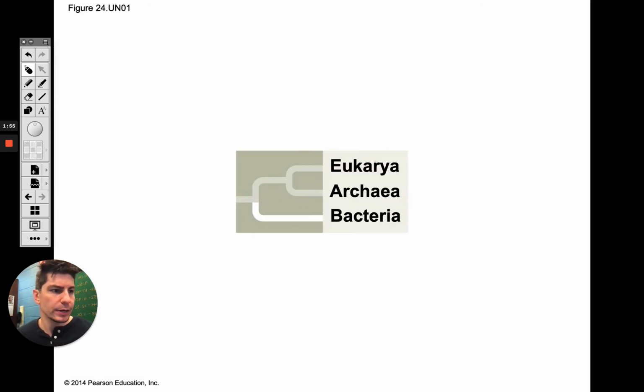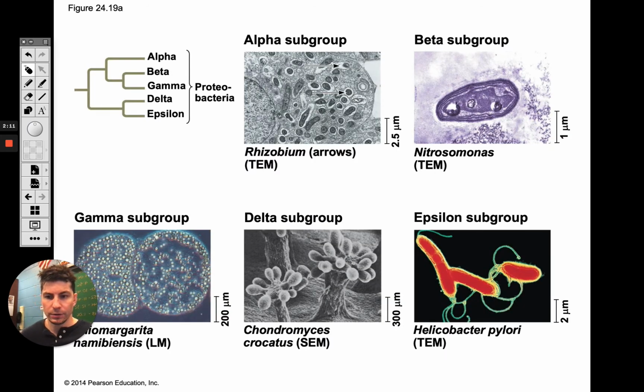All right, so here are our three, and I just showed you guys a picture of this earlier, our three different main types of domains. We have bacteria, archaea, and eukarya, and the bacteria and archaea split first. Now we're going to go over some of these different groups here.